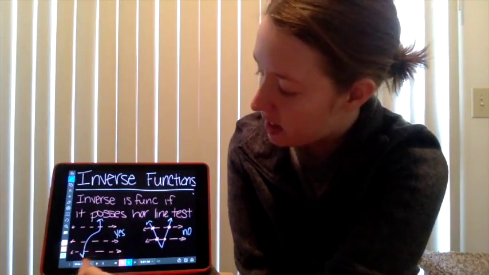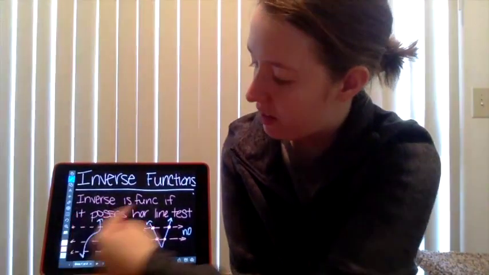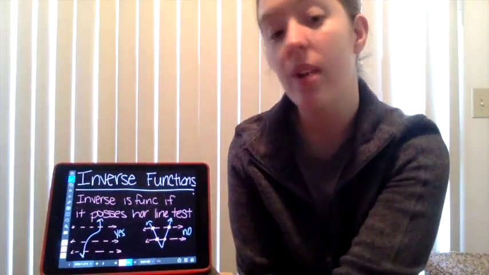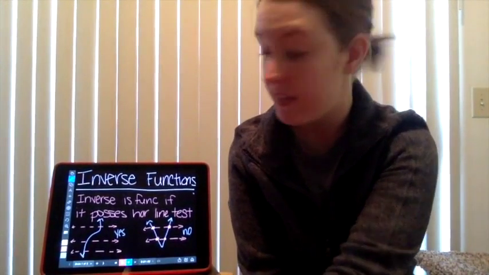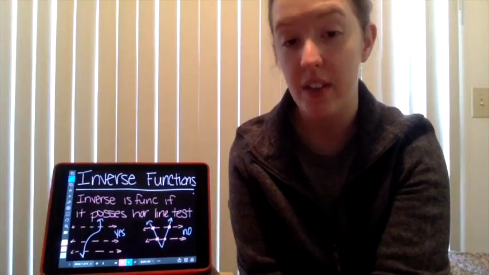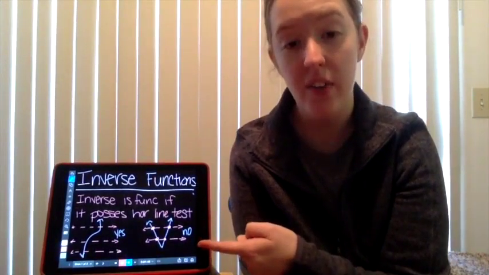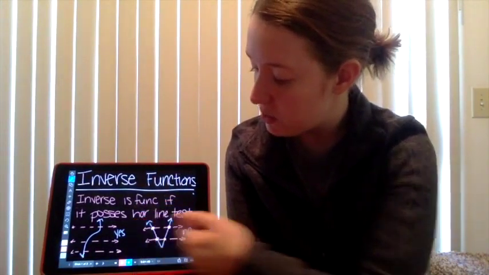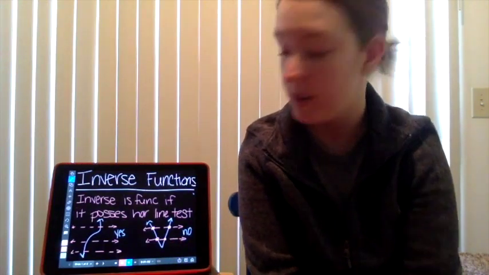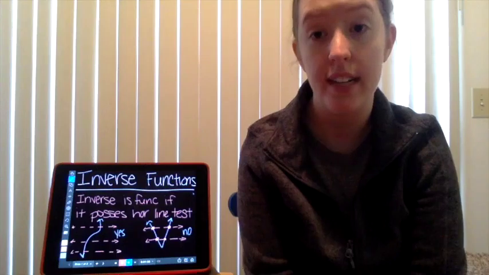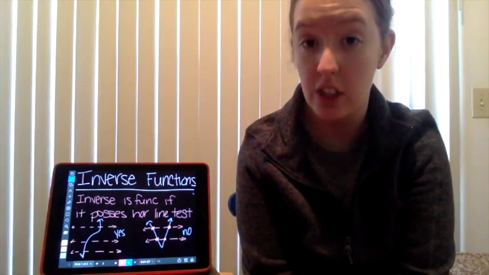So over here is a cubic function. And if we have our horizontal lines going through there, it never touches more than one point on that graph, so the inverse is going to be a function. On our absolute value function over here, since our horizontal lines go through and touch more than one point, it does not pass the horizontal line test. So the inverse will not be a function.